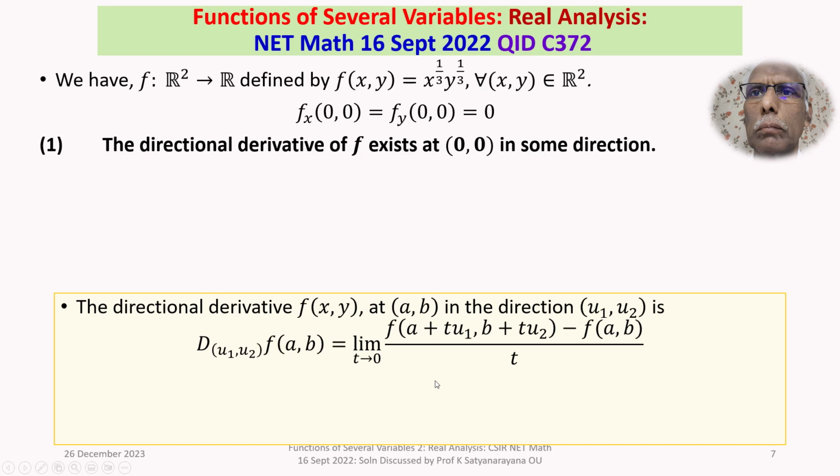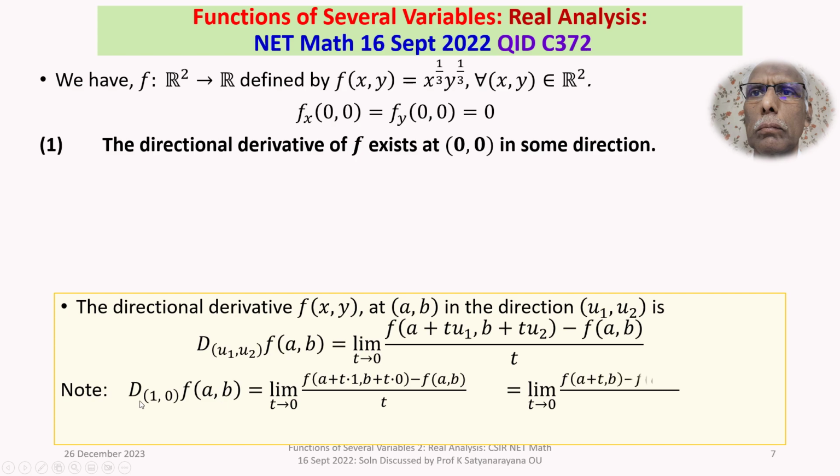And suppose we take (u1, u2) as (1, 0), that means along the x-axis. So the directional derivative of f at (a, b) in the direction of (1, 0) is given by the above definition. Simply substitute u1 equal to 1, u2 equal to 0, then you will get limit t tends to 0 of f(a + t, b) minus f(a, b), divided by t, and this is precisely the partial derivative of f with respect to x at (a, b).